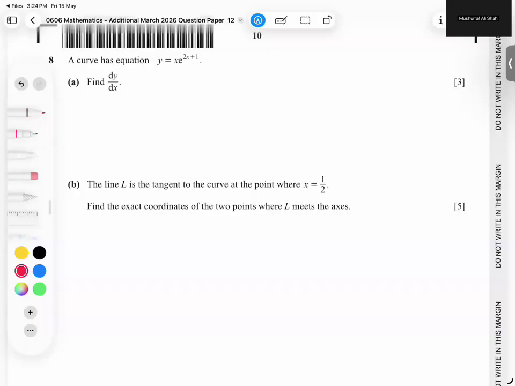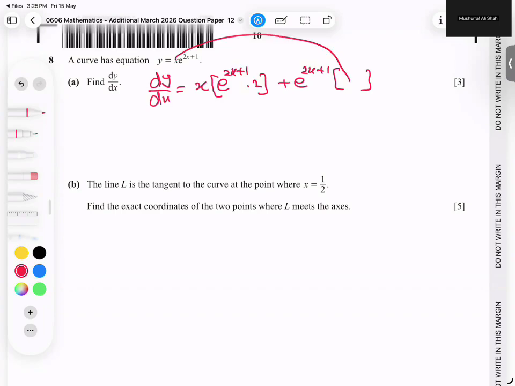Question number 8. We are given a product and we find the derivative. So what is the rule of the product formula? First u copy and differentiation of v, then v copy and differentiation of u. So this differentiation comes as it is, first of all, into 2, that's the power derivative.